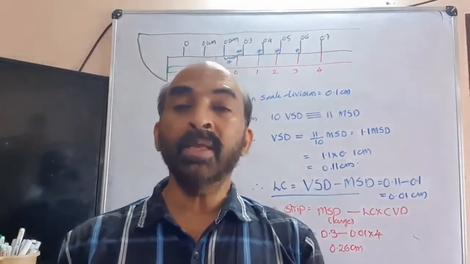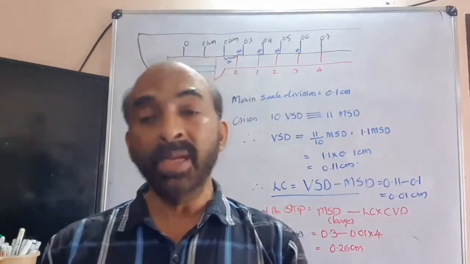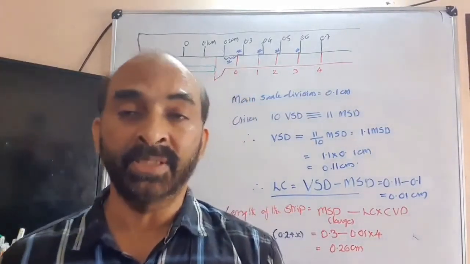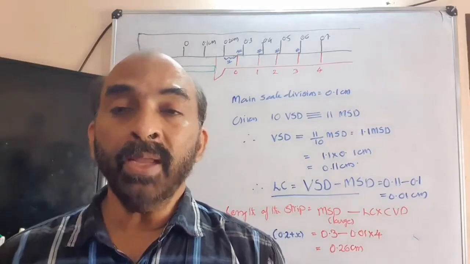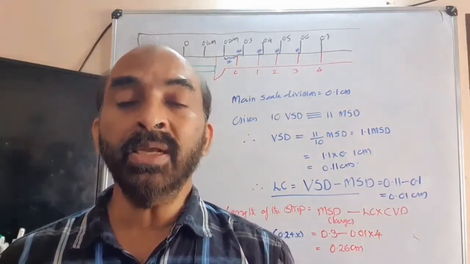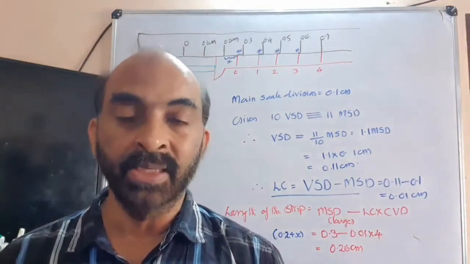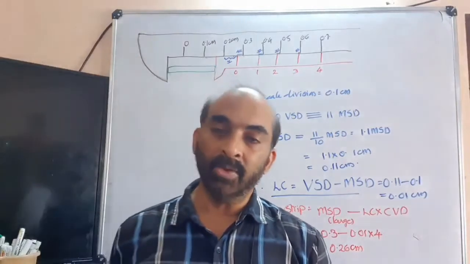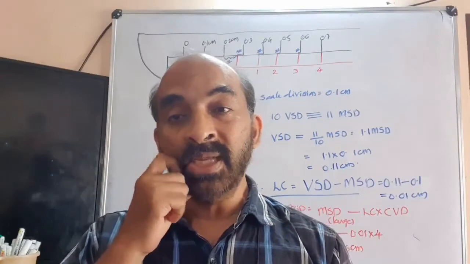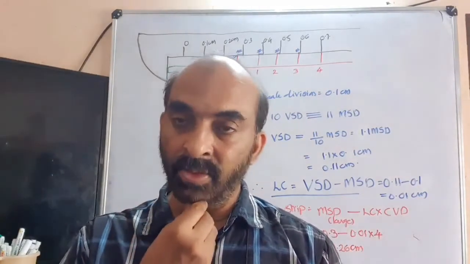In that case, least count must be vernier scale division minus main scale division and not main scale division minus vernier scale division. Because by concept, least count is the smallest measurable value using a measuring device, and by concept it is always positive. So we have to consider VSD minus MSD as the least count.